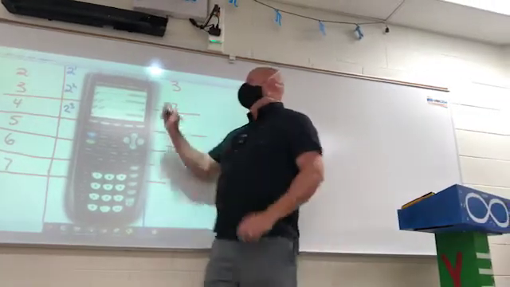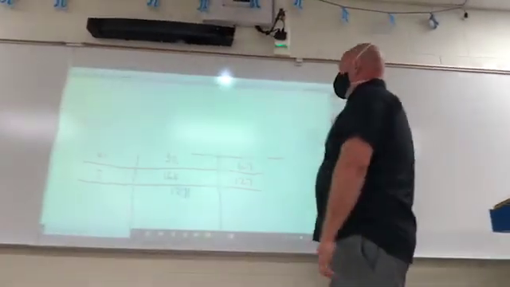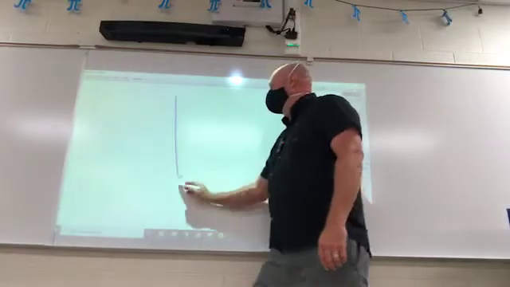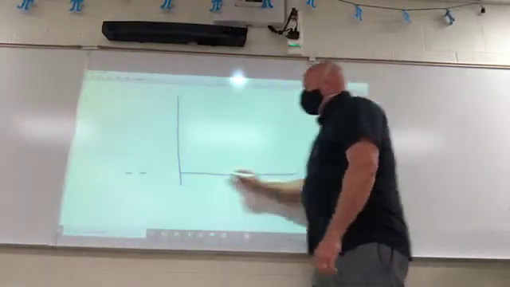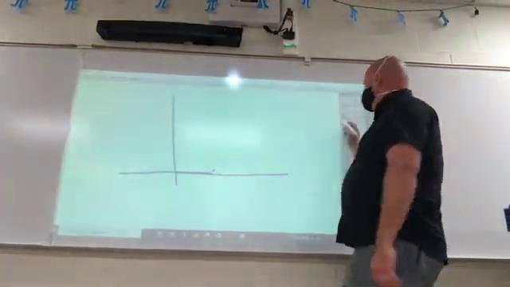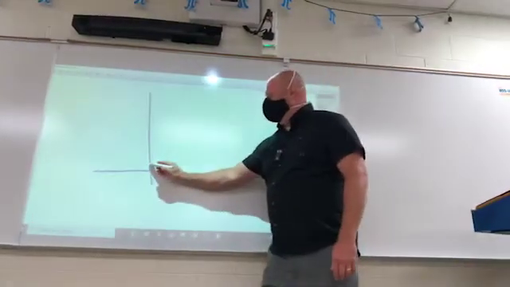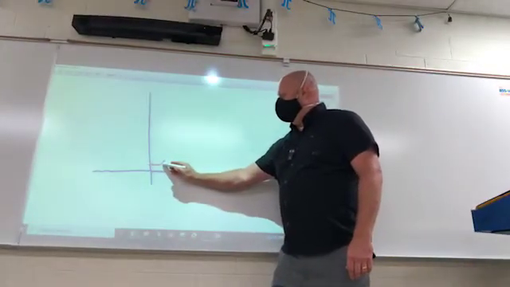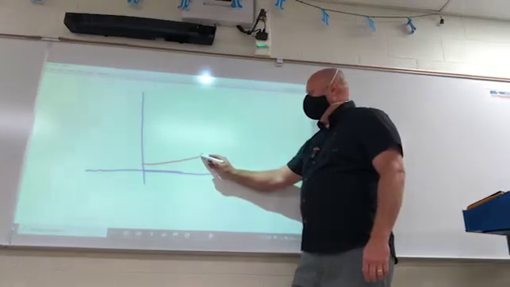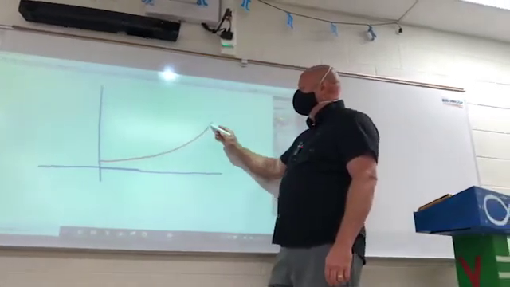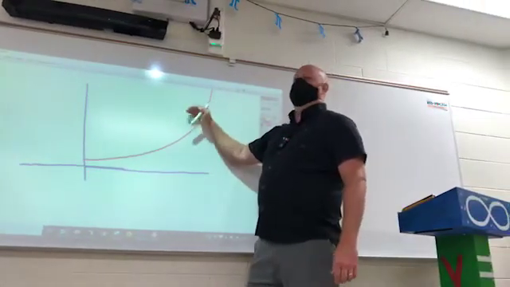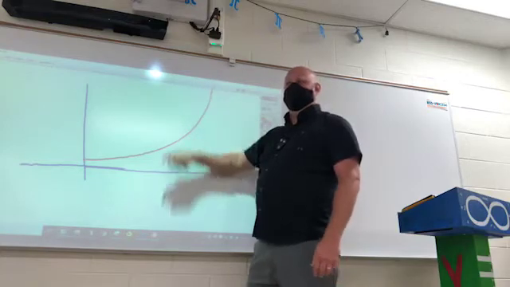So what happens with exponential growth, if you graph this, okay, you have a normal XY axis. What happens is it starts growing very slowly, right? But the faster it grows, the bigger it gets, the faster it grows, right?